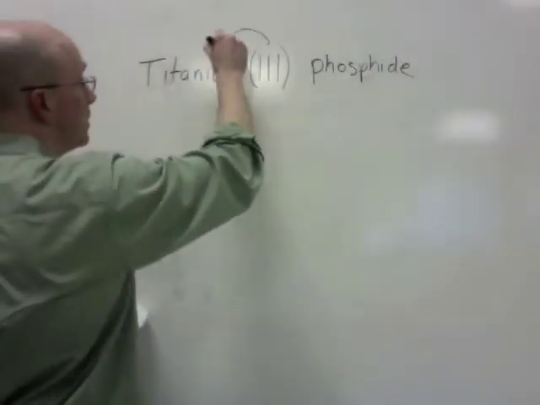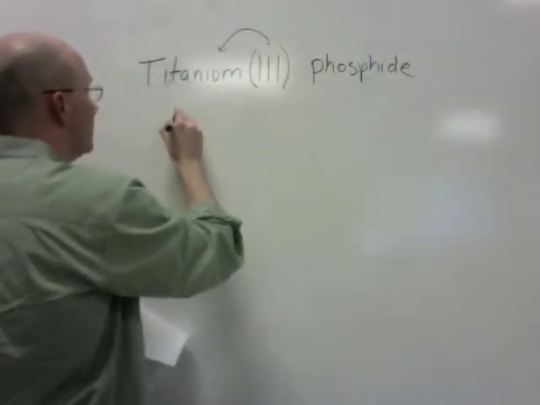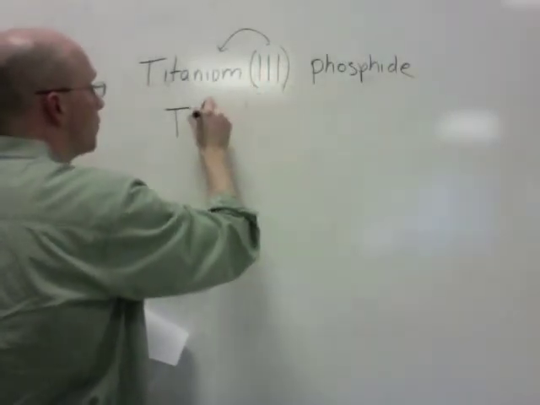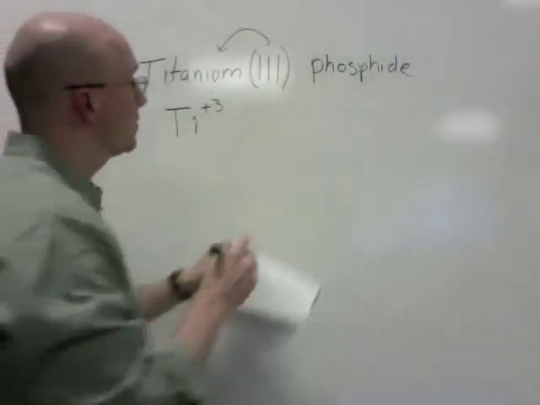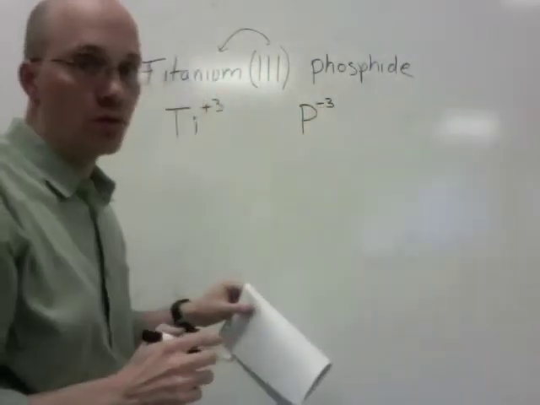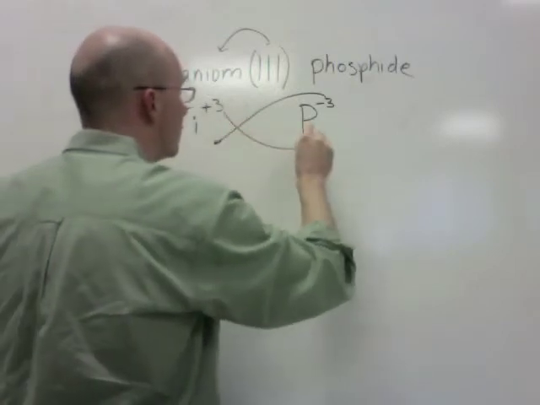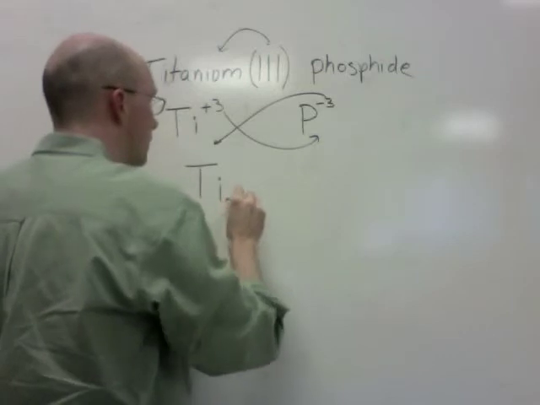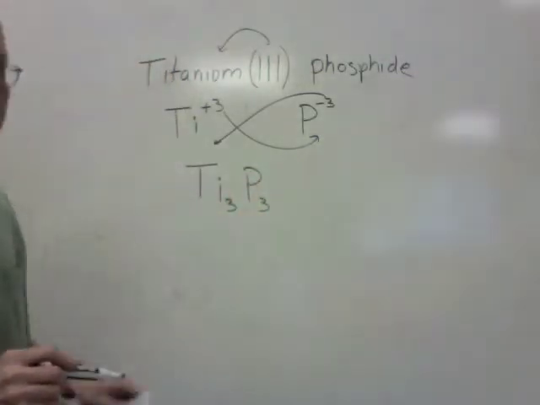Titanium 3 phosphide. Again, this right here is the charge on that metal. Titanium is Ti. That Roman numeral 3 tells me that there's a +3 charge on it. Phosphide, we know that phosphide is -3. So, titanium 3, phosphorus 3.